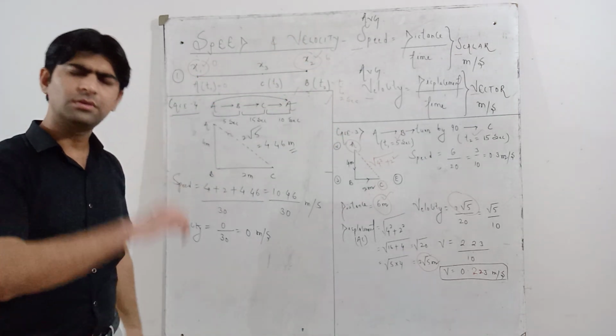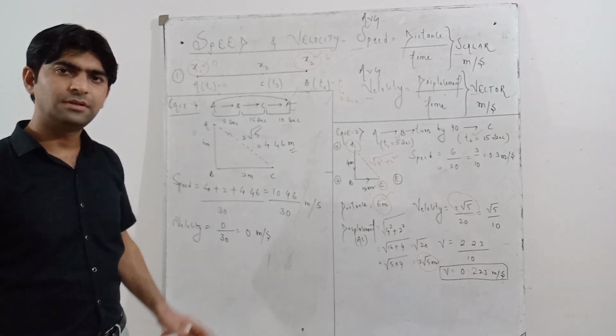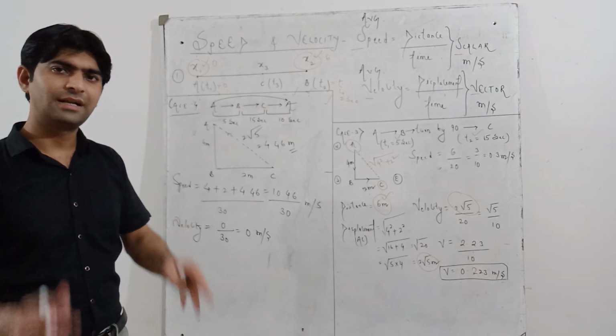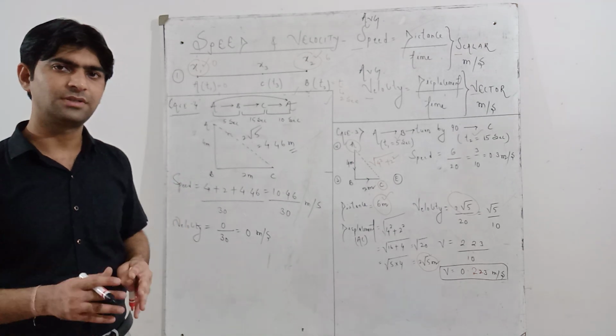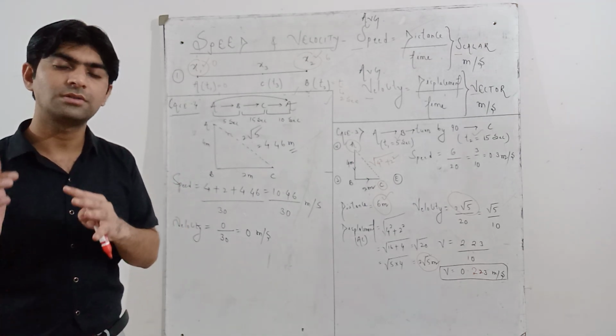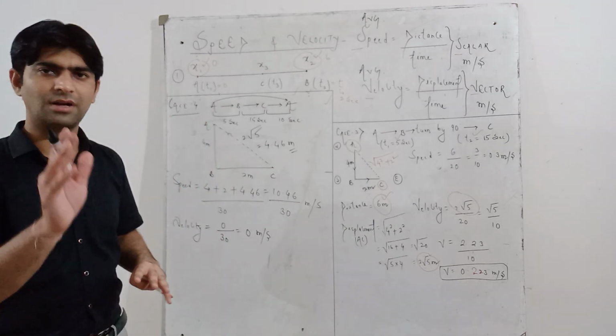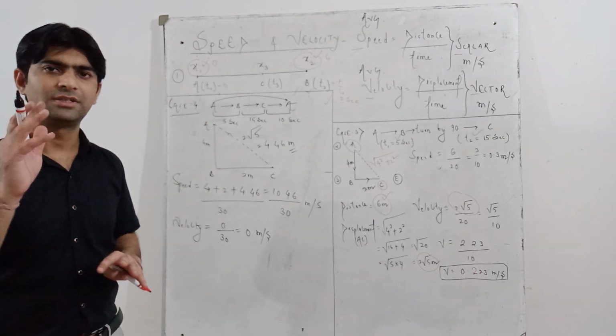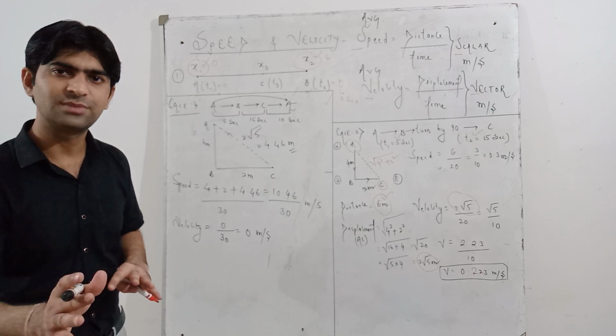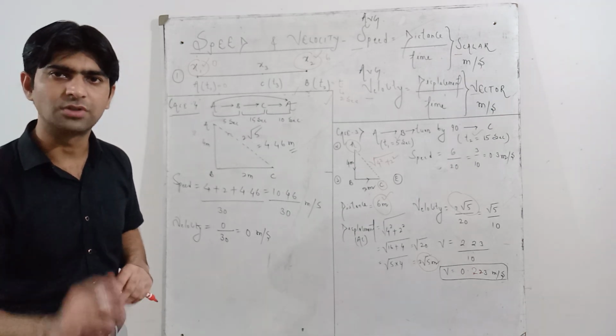But there is one more term related to speed and velocity, and that is instantaneous velocity, which is very important for class 11 students. For class 9 students this much is enough, but for class 11 students there is one more term, instantaneous speed and instantaneous velocity.